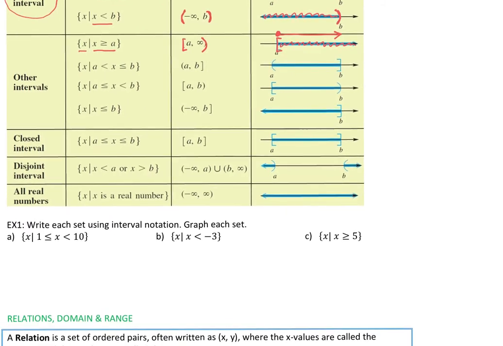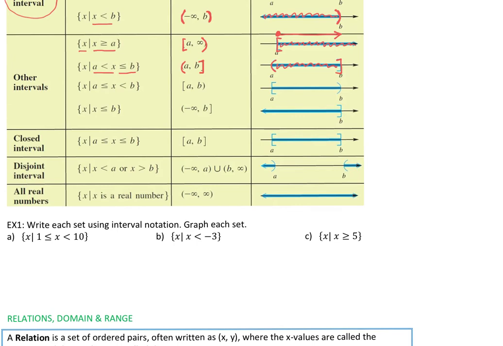Let's look at the next example. We're looking at x values that are strictly greater than a, but less than or equal to b. So strictly greater than a means cannot equal a, so parenthesis next to a. Less than or equal to b, can equal b, bracket. And then you see the corresponding graph would be the parenthesis, the bracket, and everything in between.